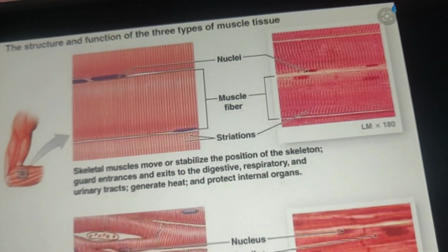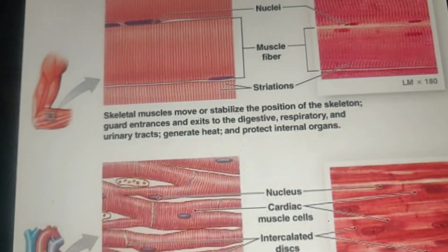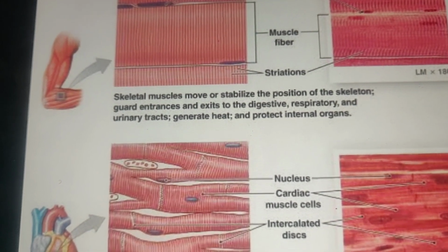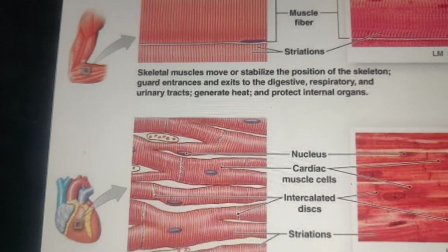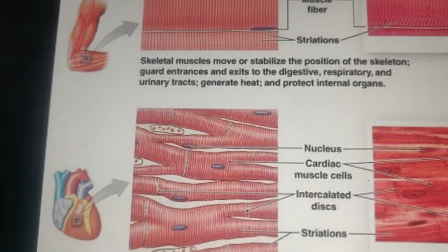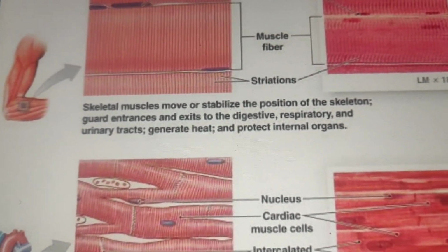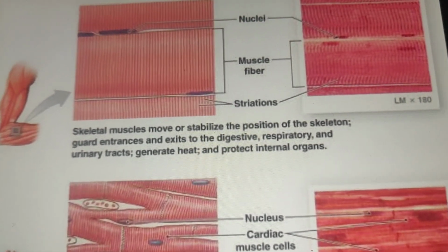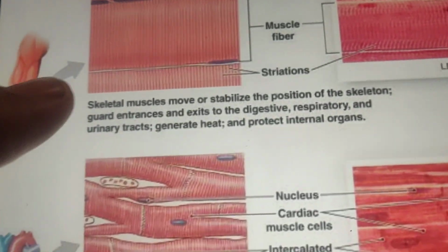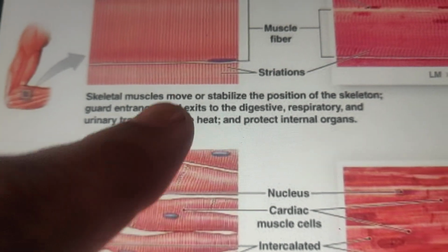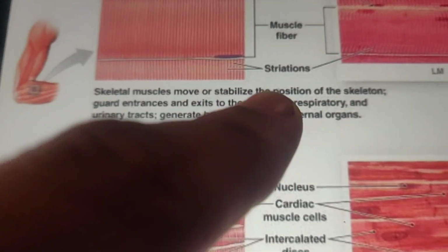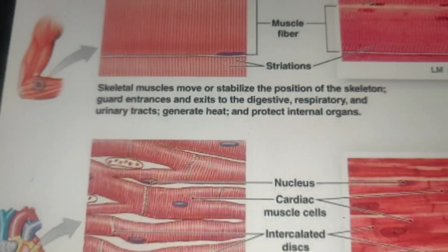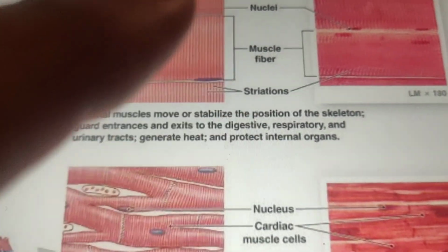The skeletal muscle. They have the dark bands and light bands. We have seen all those things, so there is no need to go into that much depth here. So where are they present and what are their functions? The skeletal muscles move or stabilize the position of the skeleton. They guard entrance and exit of the digestive, respiratory and urinary tracts, generate heat and protect internal organs.